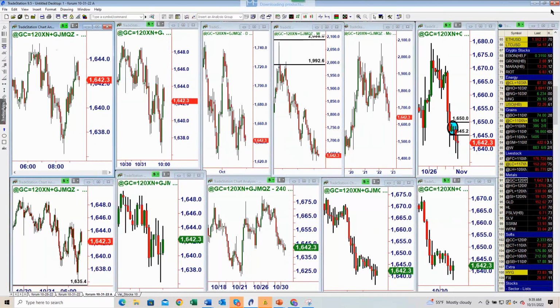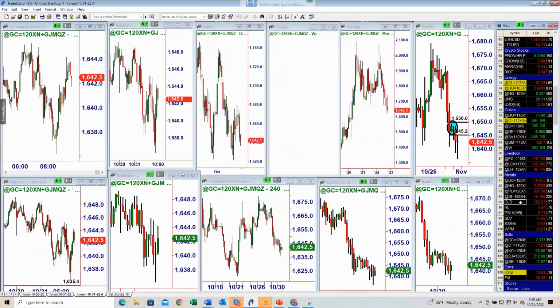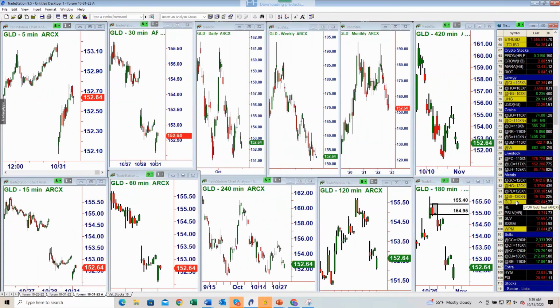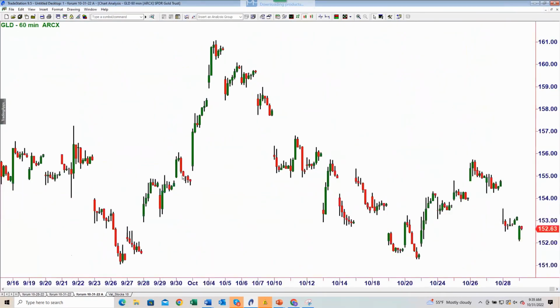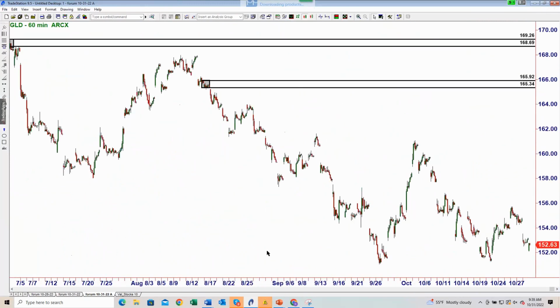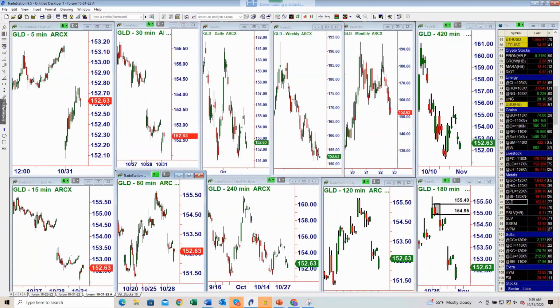And then you can also take a look at GLD, which is the ETF for gold, trading at 152.63 at the moment. Let's see how far we are. So we're not really near any quality zones at the moment. If you look at this range here, we need to get out of that range to get to any good zones. So we wouldn't spend a lot of time here.